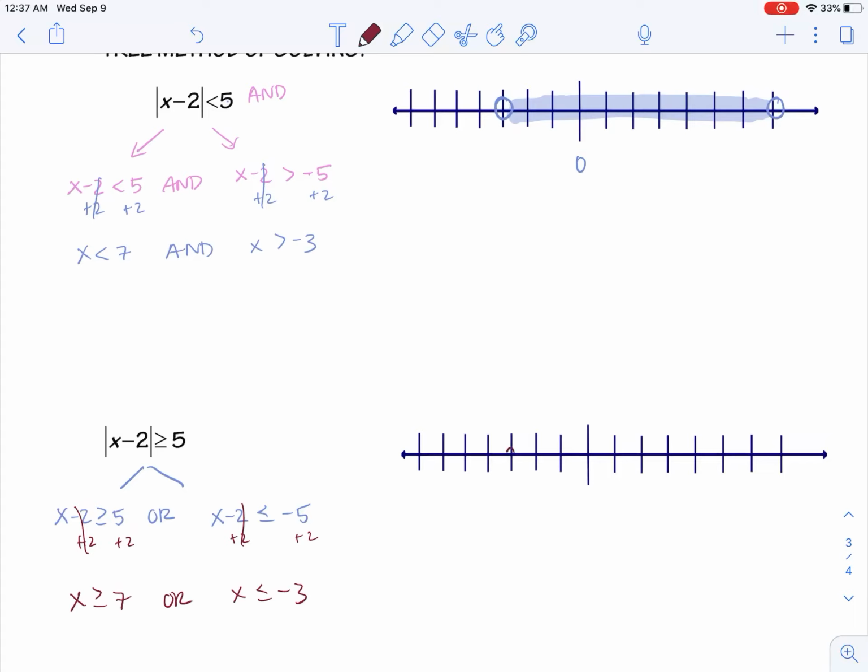So we're going to find those two spots again. Here is negative 3, color it in. Here is 7, color it in. And x is all the numbers greater than 7 and all the numbers smaller than negative 3. And that's what we get.